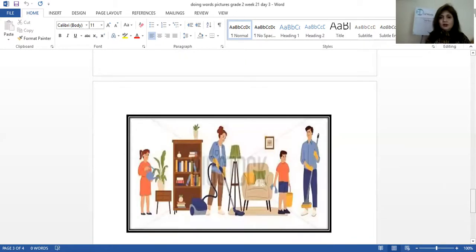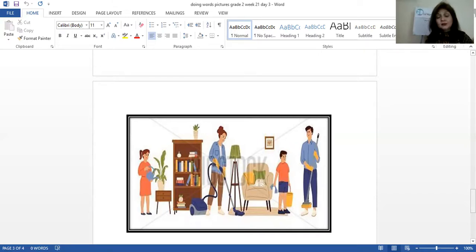All right. Now what are they doing actually? Look at this picture carefully. There are different people doing the same type of work. What are they doing actually? They are cleaning. Very good. One woman is cleaning the floor, another boy and a man are also cleaning the floor, and another woman is watering the plant.